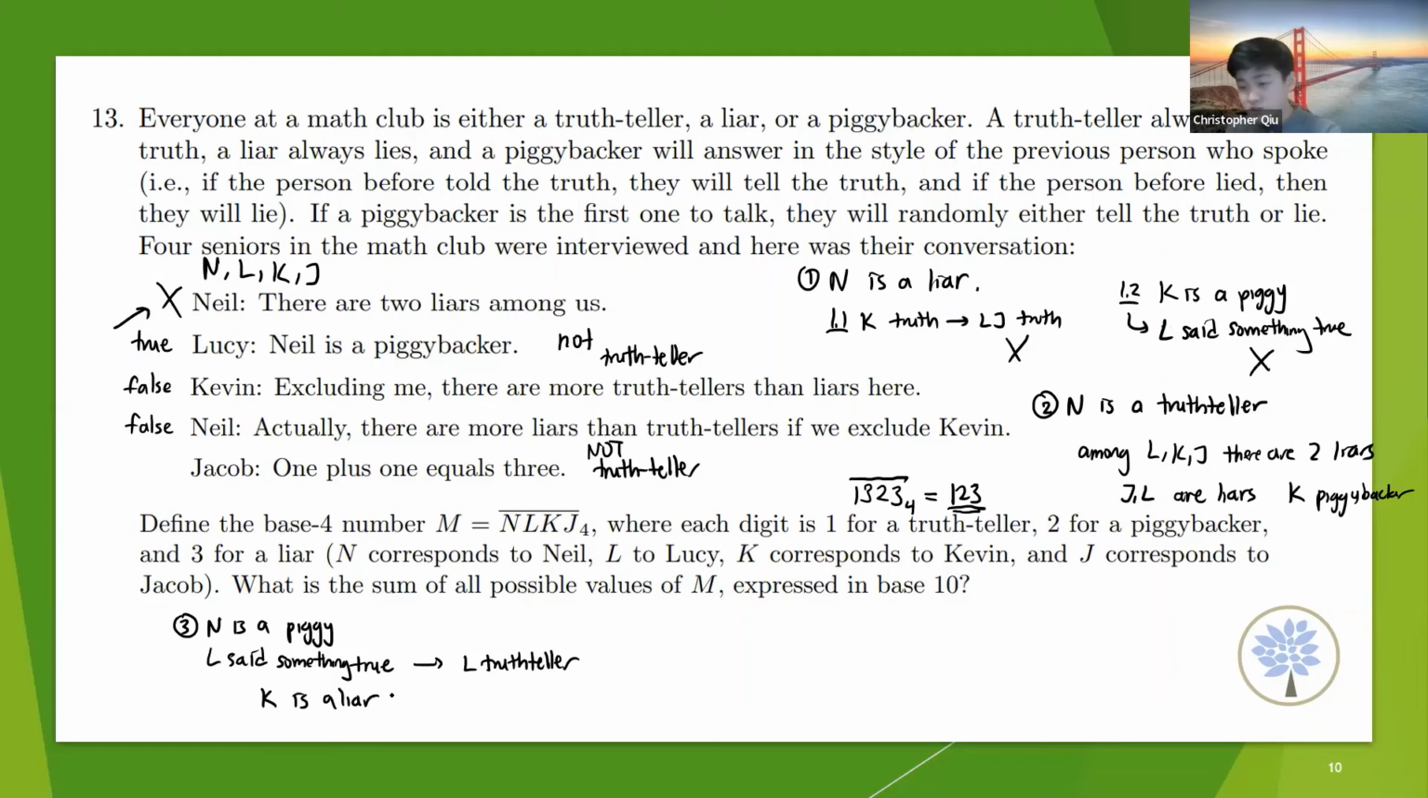And then we consider Jacob, which is the last person, J. Since the number of truth tellers and the number of liars are equal, this means that J can only be a piggybacker. So we've found the roles of all four people. N is a piggybacker, J is a piggybacker, L is a truth teller, and K is a liar. So from here, we can find this number NLKJ in base 4, which is 2133. And so we have M in this case equals 159 once you do the calculations. And then the sum of our two answers is 282.